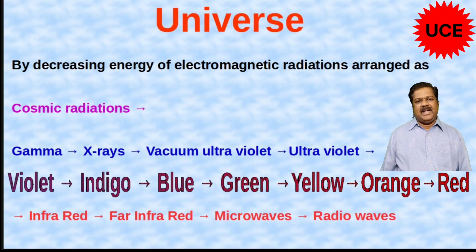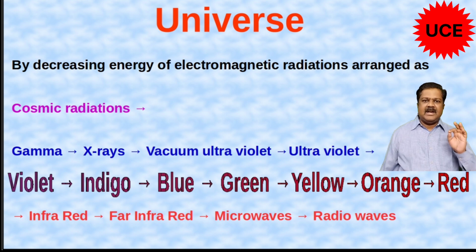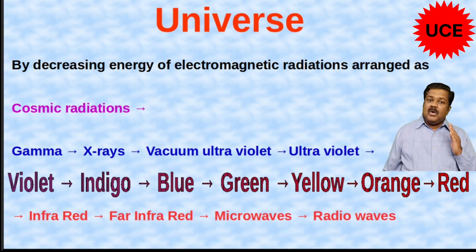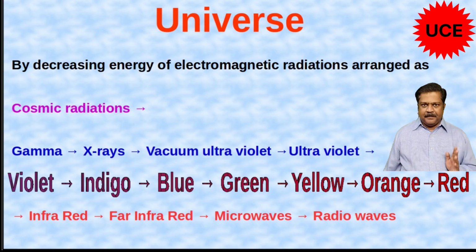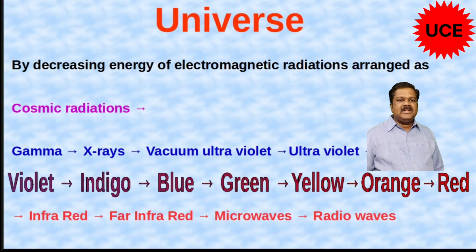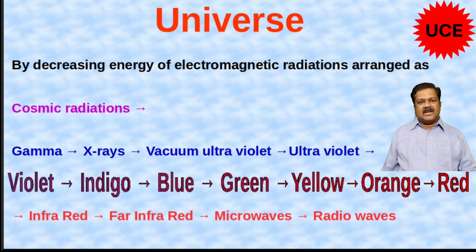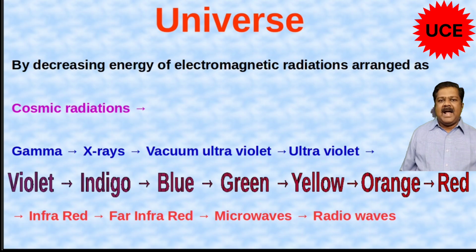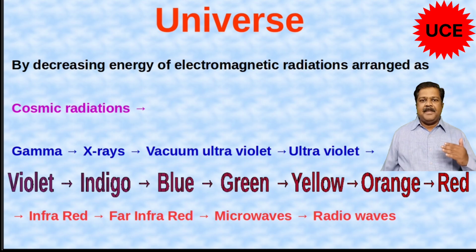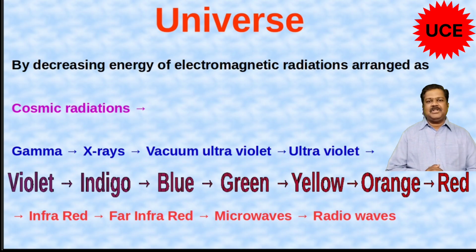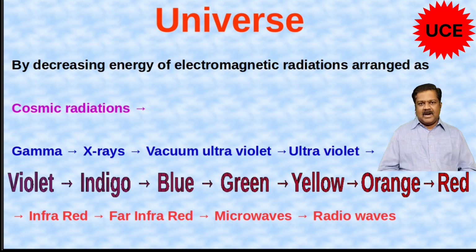Now there are a variety of X-rays, but we are considering only a single thing here, that is X-ray. Then vacuum ultraviolet. These ultraviolet radiations exist in vacuum. The moment they enter the atmosphere, within a short range they get absorbed by the atmosphere. Therefore, we call them vacuum ultraviolet. Then ultraviolet. You are aware of this type of radiation from many TV advertisements. They are called ultraviolet radiation.